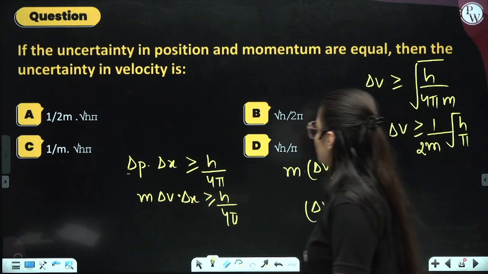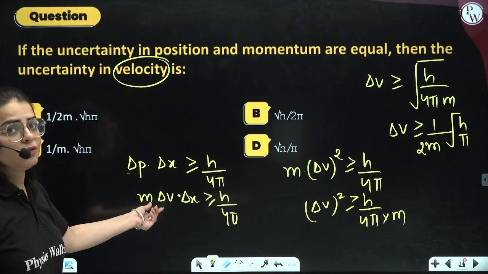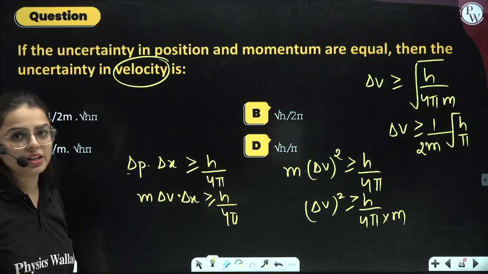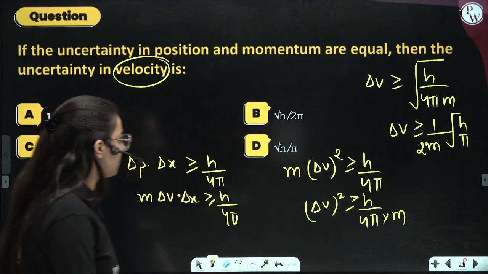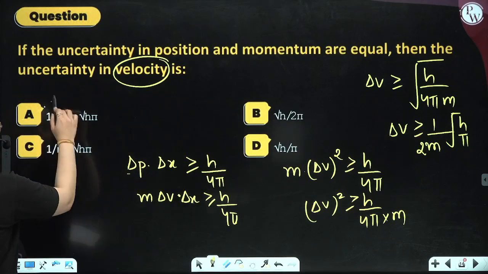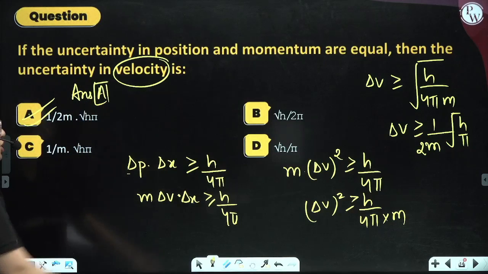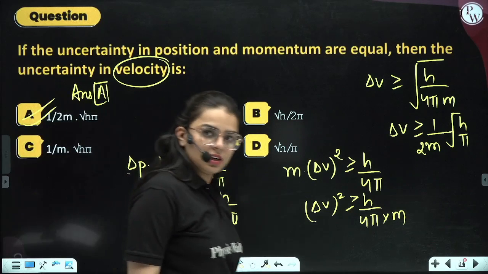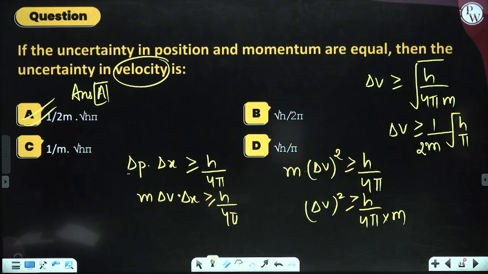So this is going to be our uncertainty in velocity. You might be thinking why I have opened this, because we have to find the uncertainty in velocity. So uncertainty in velocity is 1 by 2m root h by pi. That means option number A will be our correct answer. Clear? Can we move to the next question if you have done this? Shall we move on to the next question?